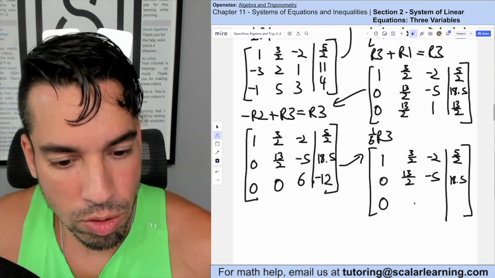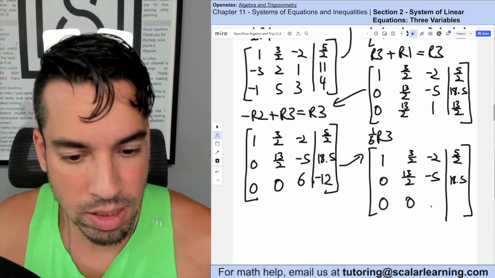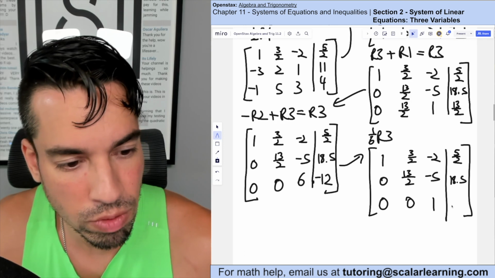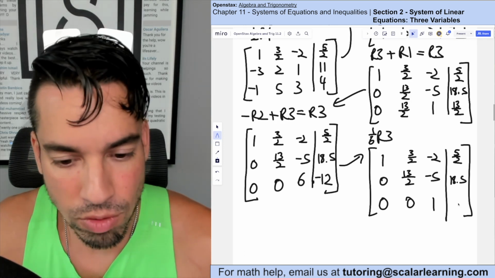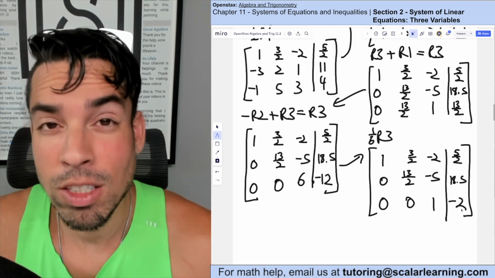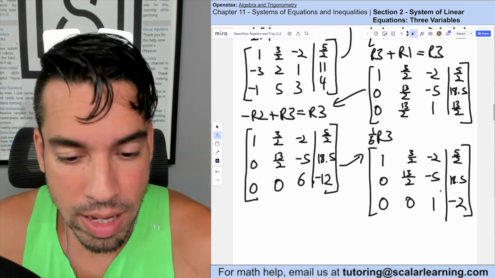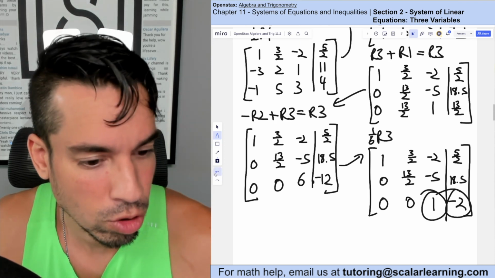So then we got 0, 0, because those multiplied by 1/6 stay the same. 1/6 times 6 is 1. That's beautiful. And then 1/6 times -12, that's -2. By the way, at this point, we're actually in a good spot. I already know that z is equal to -2, but we're going to keep going.